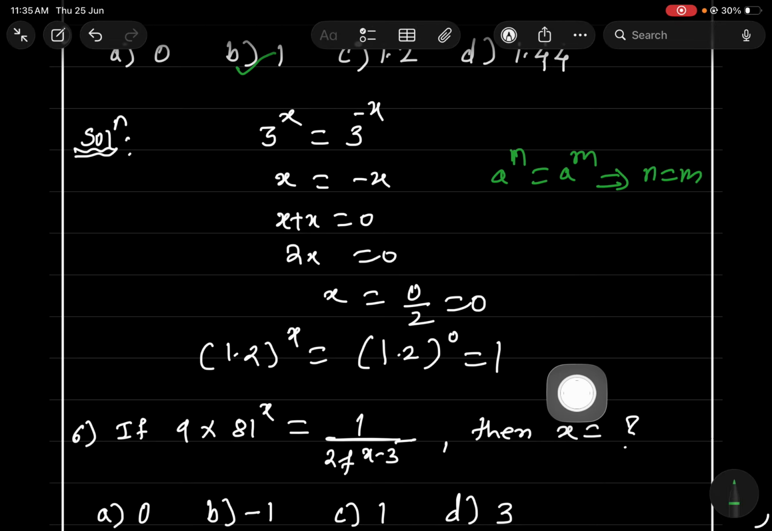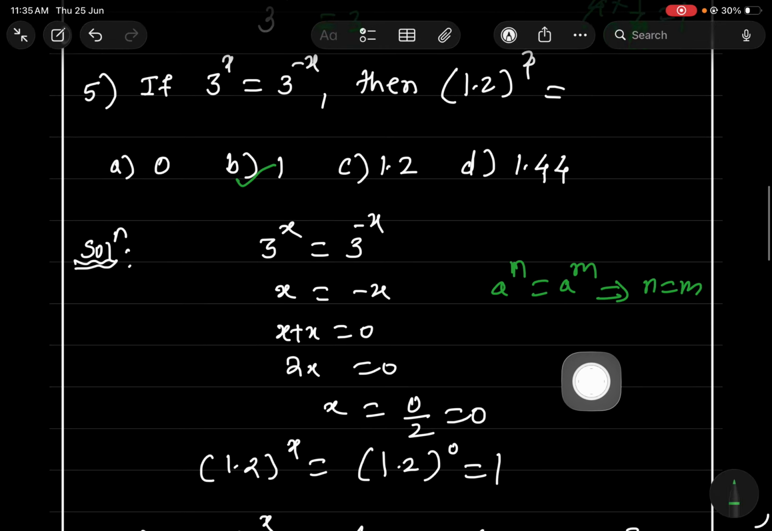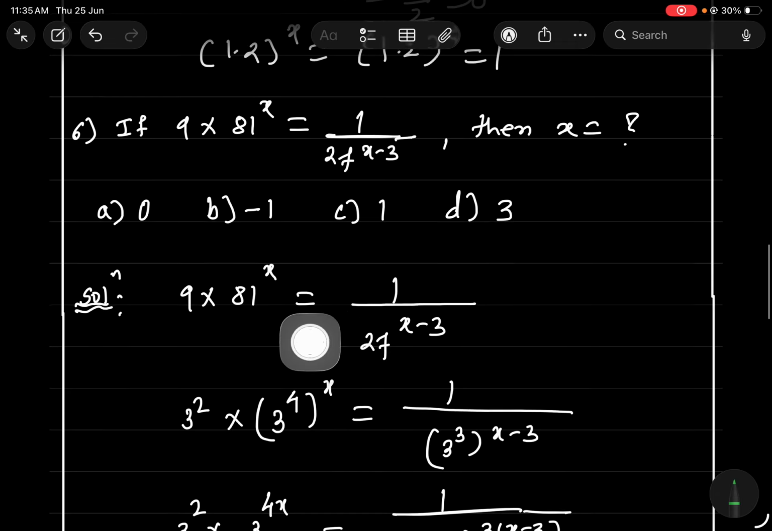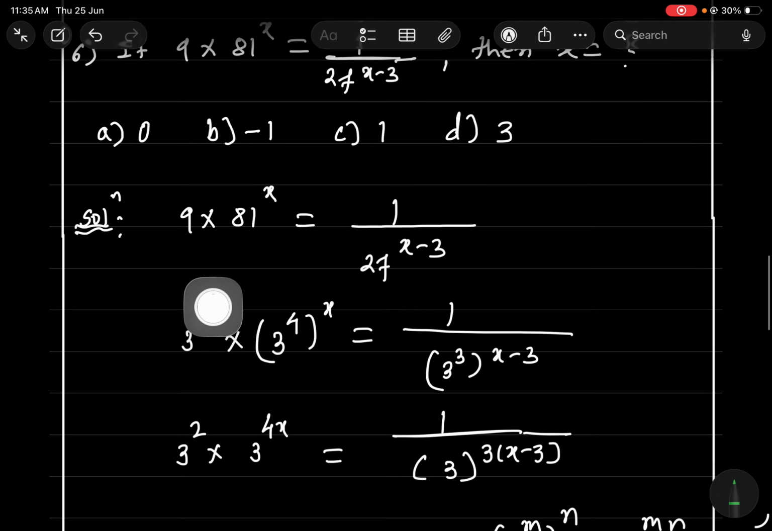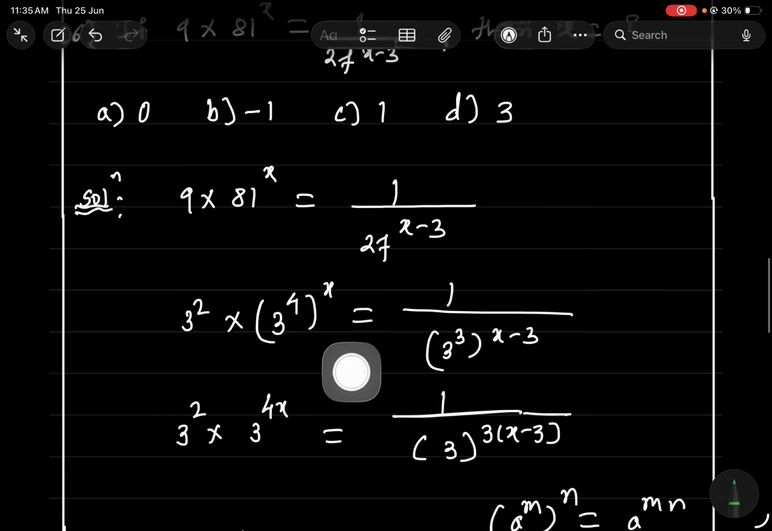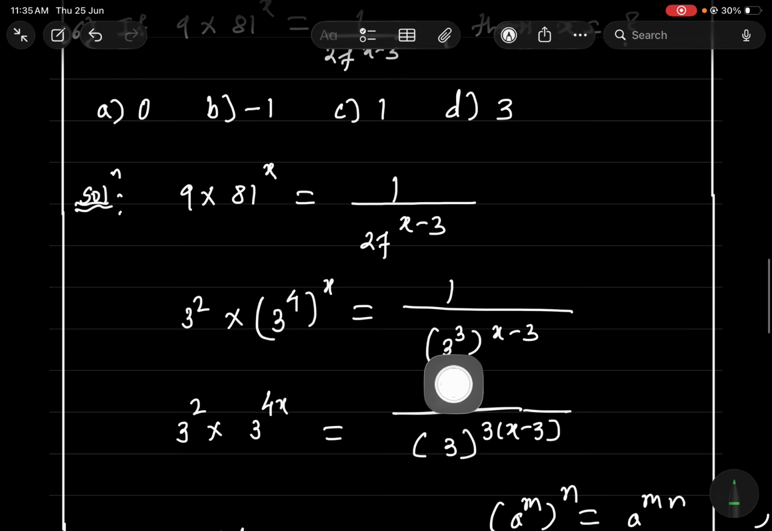Then see, if 9 into 81 raised to x equal to 1 upon 27 raised to x minus 3, then x equal to, options are given. See, this is the given problem. So 9 means it is 3 square, 81 means it is 3 raised to 4 raised to x, and 1 upon 27 means 3 cube raised to x minus 3.